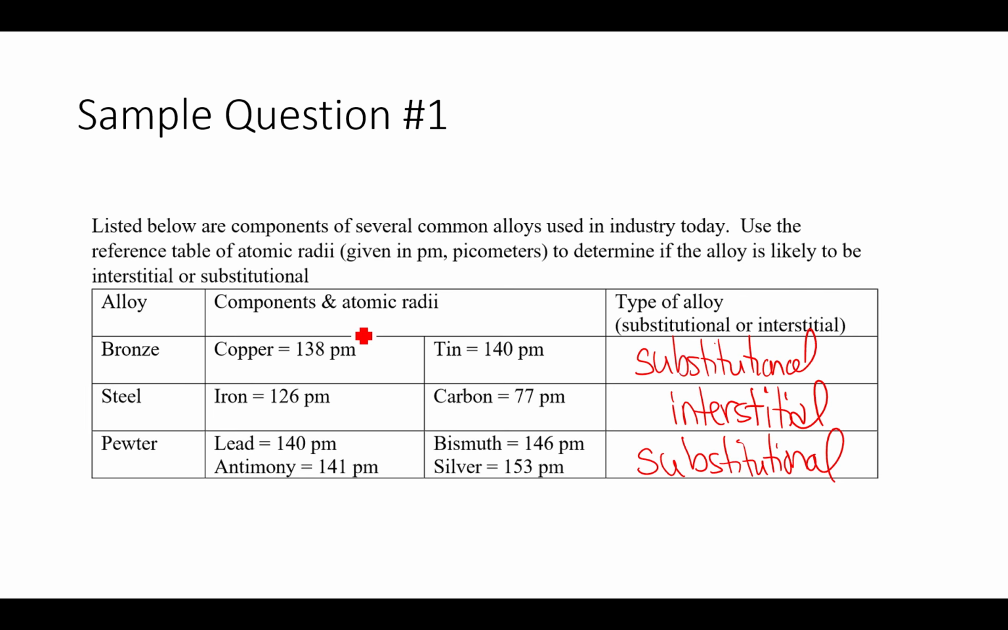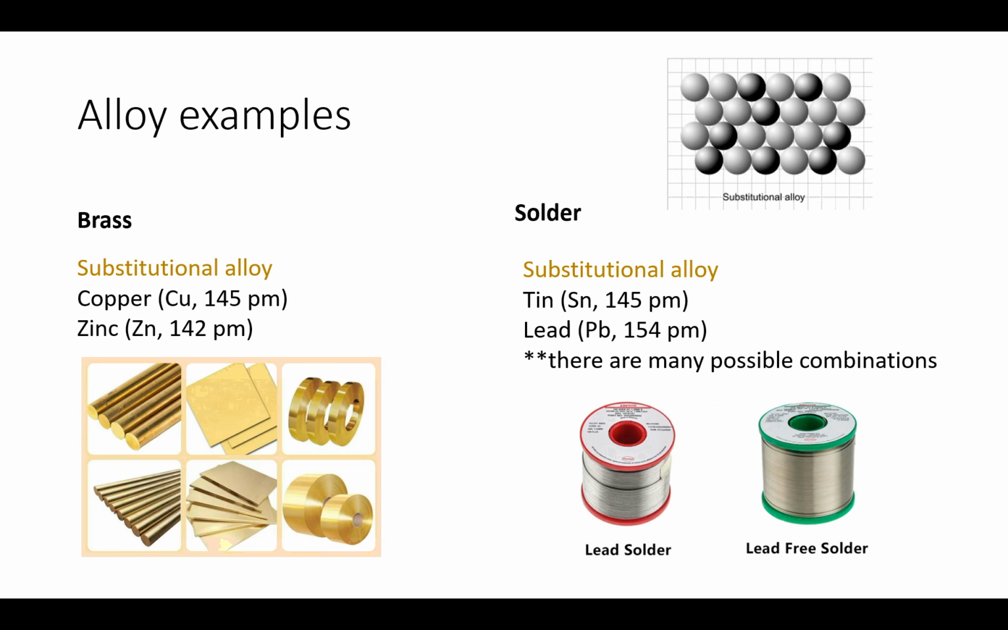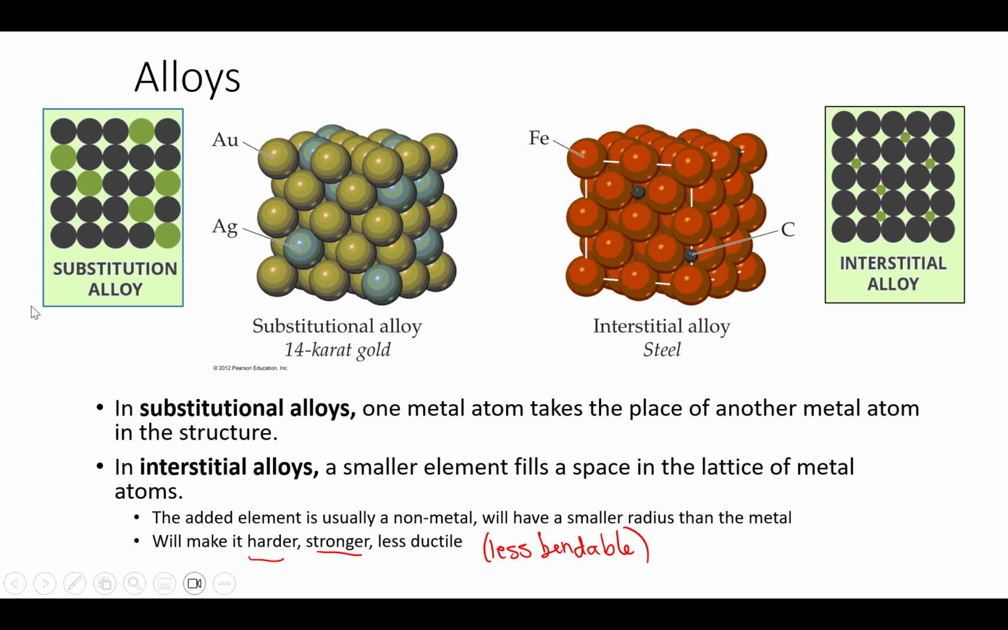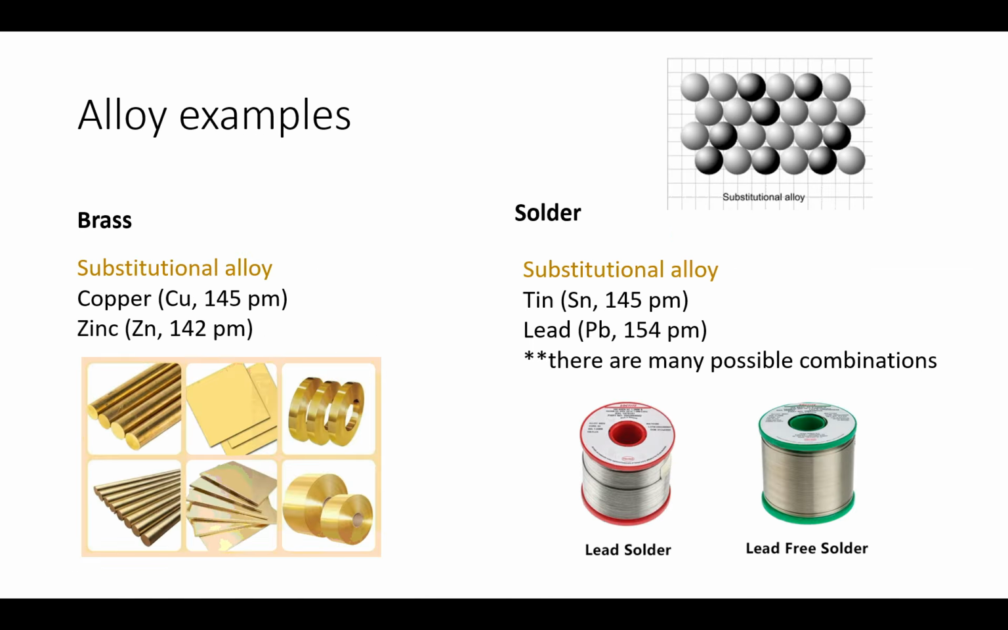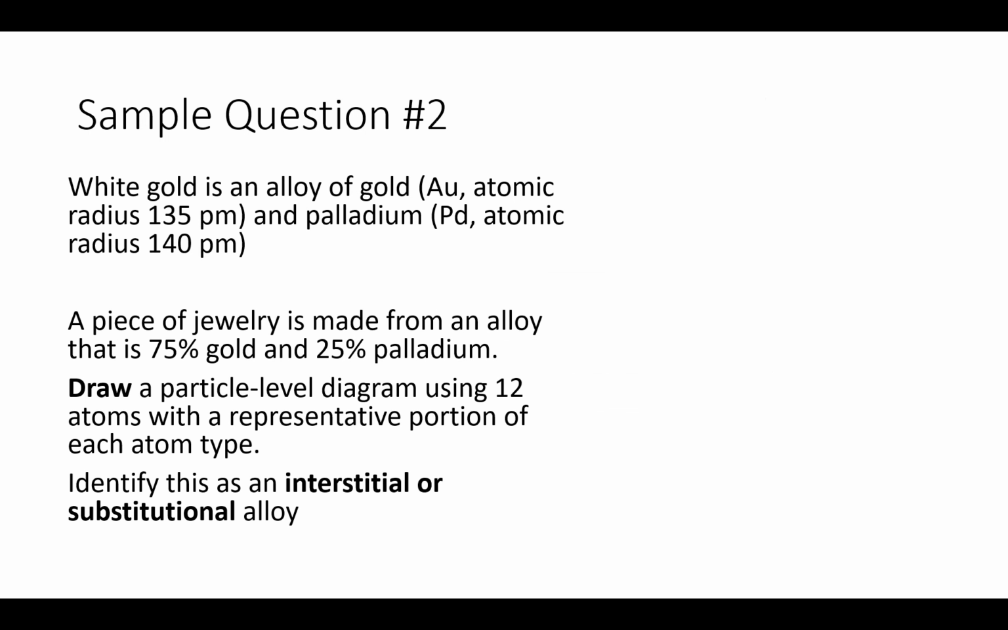And you might be given some numbers like this, or you might be given visuals to look at to try and spot which one's substitutional, which one's interstitial. So you might see pictures like these ones here. Or you might actually be asked to draw a picture. So let's look at a drawing one.